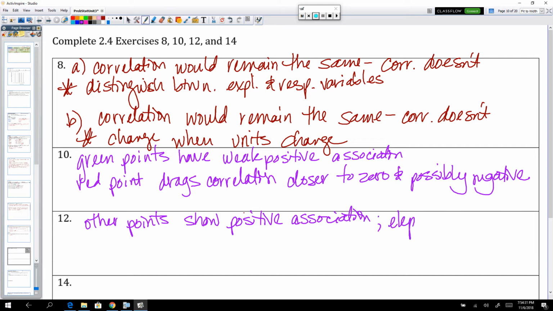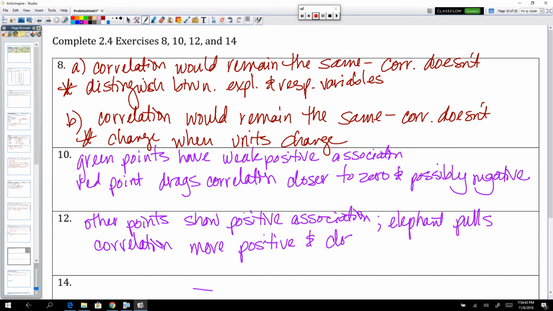the elephant pulls the correlation more positive and closer to 1. All right?